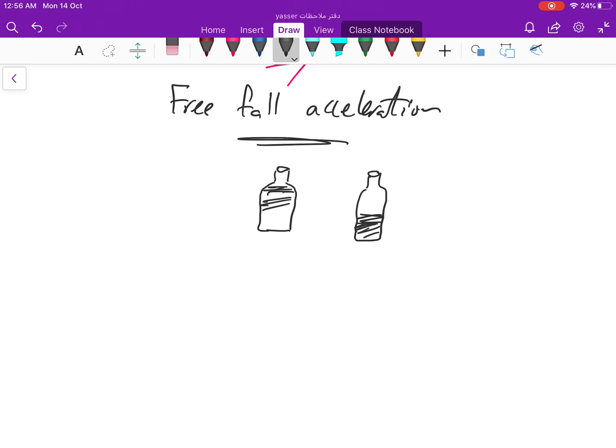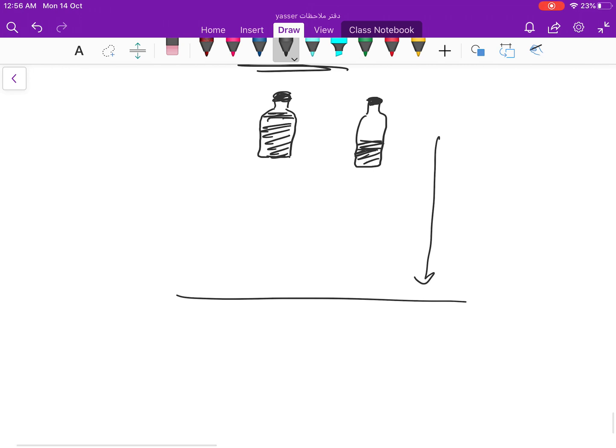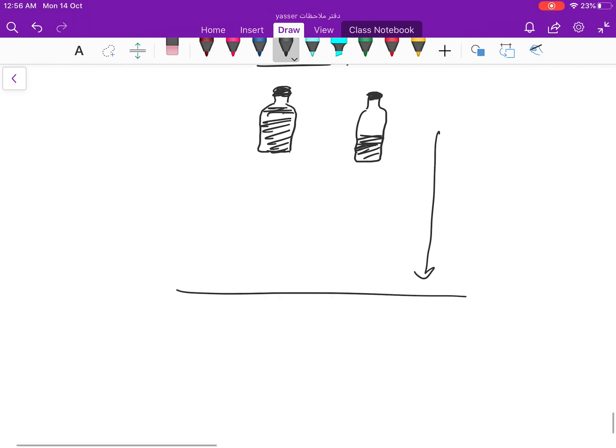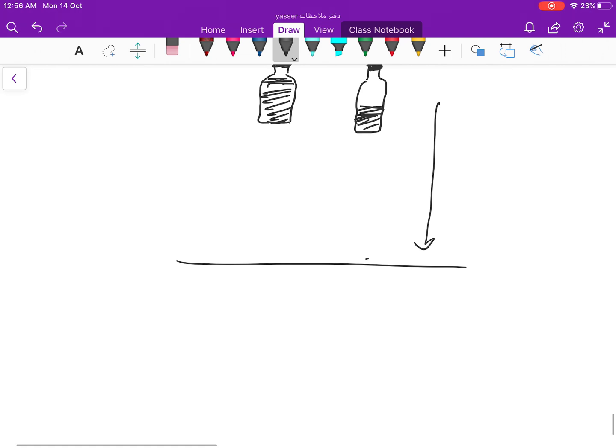So the drawing is not to scale, so let's assume that the two bottles are identical, and they are left to fall from the same height. Which one do you think will reach the ground first? Galileo asked his students. Some of them said the heavier one, and the others said the lighter one, and he said, no, we are going to depend on the practical, so we are going to do this and check the result.